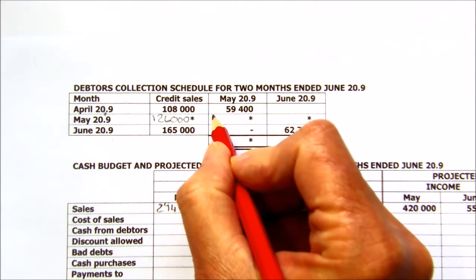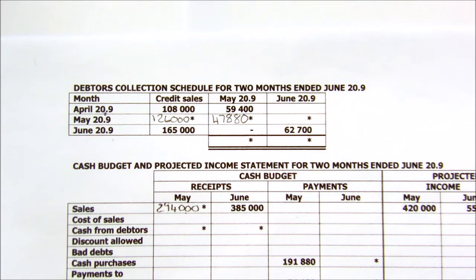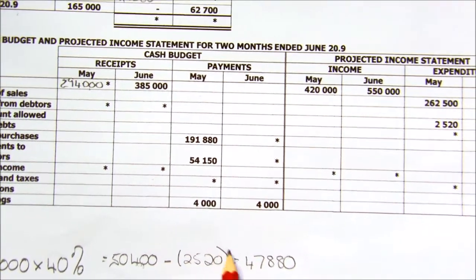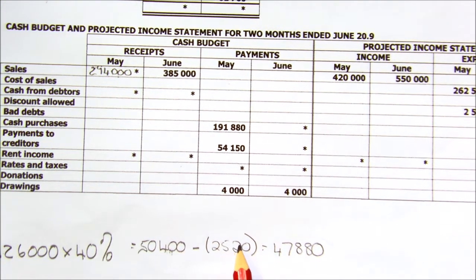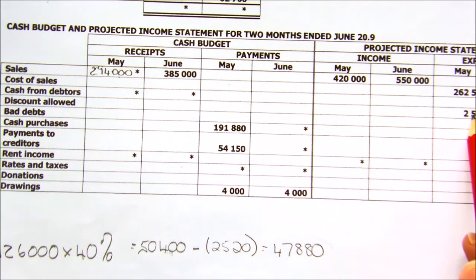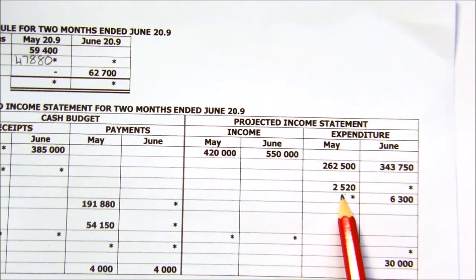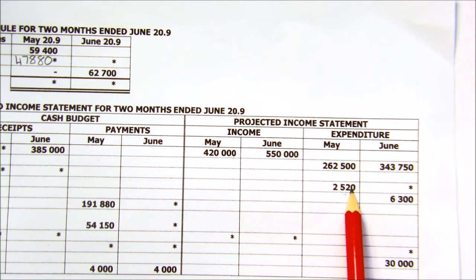So in the month of May, I'm going to get 47,880. But what's important is that this discount allowed is an expense, and it's been allowed in the month of May. So under discount allowed here, they would insert the discount of 2,520. Remember, discount won't go into your cash budget because it's not money, but it will go into your expenditure.